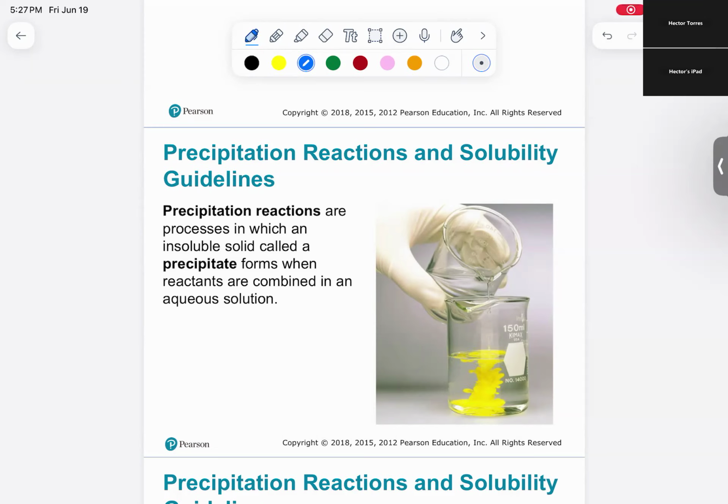Precipitation reactions are processes in which an insoluble solid called a precipitant forms when reactants are combined in an aqueous solution. In this one, more than anything, you're going to have two aqueous solutions. You can see here, they are both clear liquids before mixing them together. Once you mix them together, they make something called a precipitant. So it's going to be a solid.